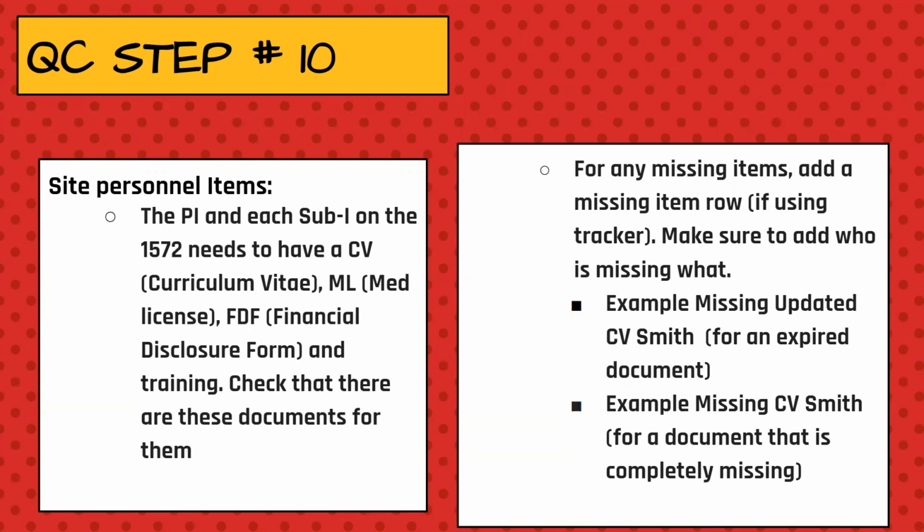So again, steps 9 and 10 are an aspect of making sure what's missing. You're putting the pieces together, right? There's an aspect of just looking at the document and making sure it passes. And then there's an aspect of what's missing. How do I make sure that the TMF is ready for inspection?